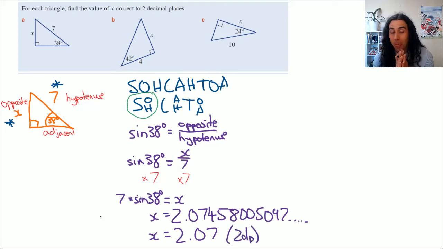So that's what we're doing today. We're learning this process. It's quite long, right? So we're going to do a few examples. You start off with a triangle, label the sides, identify sine, cos, or tan, and then go through the process. So we'll do another one. Keep on going.